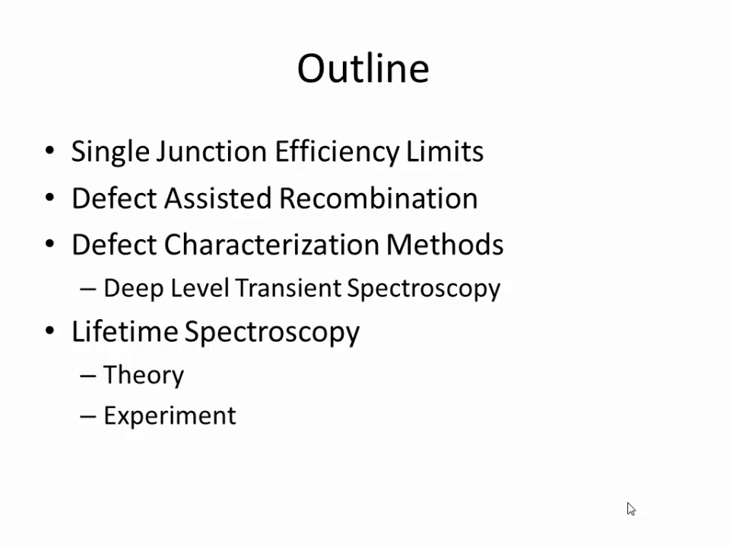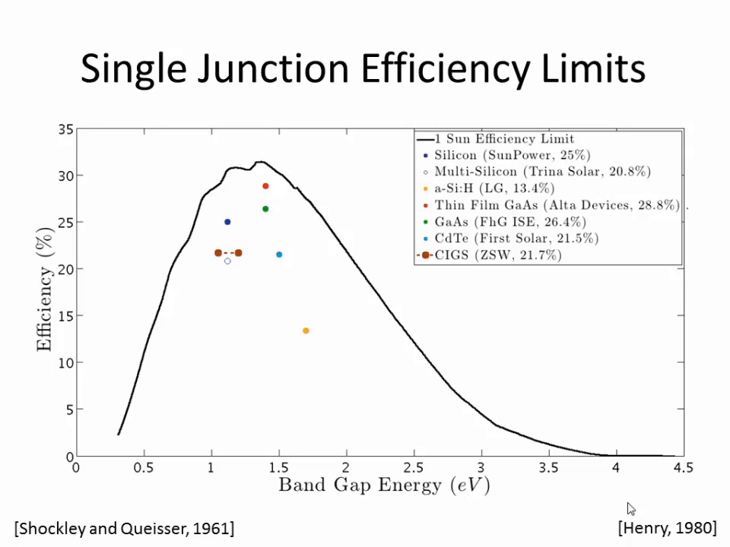So before talking about that, I want to talk about single junction efficiency limits. Thankfully, Jacob did a good job introducing that, and I want to talk specifically about how defect-assisted recombination plays a role in preventing us from reaching the limits of efficiency. If we look at the detailed balance limit, or the Shockley-Queisser limit as it's often referred to, we see the limiting efficiency, which is the black line, and how the single junction technologies line up against that curve.